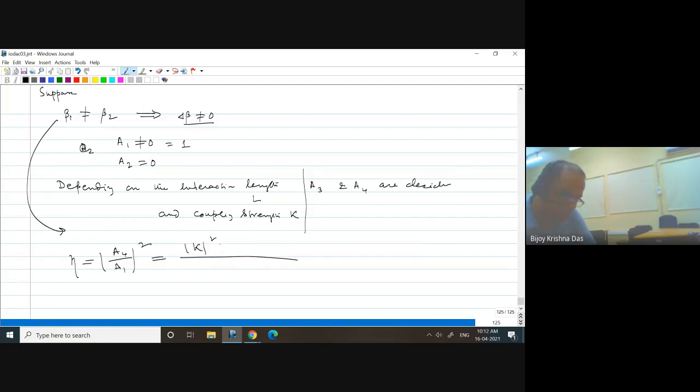Kappa square sine square kappa L. Okay, sorry, I made a mistake here. It should not be kappa here. Instead of kappa, because delta beta is not equal to 0, I will be writing S. Since delta beta is not equal to 0, your S is not equal to kappa.